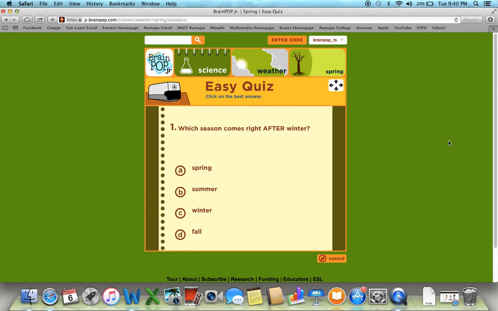There are multiple choice answers, and a nice feature is that there is a voice option, so the questions can be read to the students if they were completing this independently. You would just hold over the question. Which season comes right after winter? So there is that voice option, which is really nice as well.